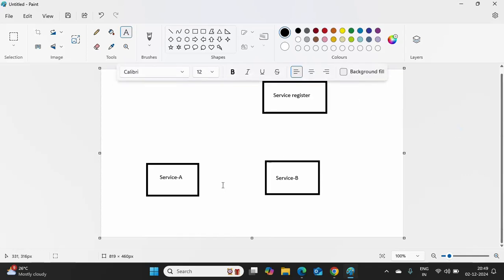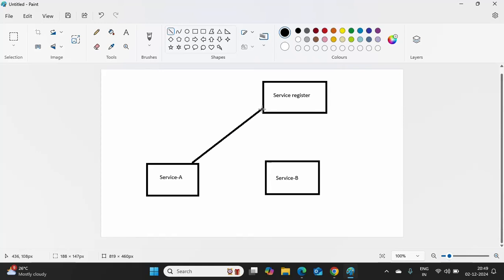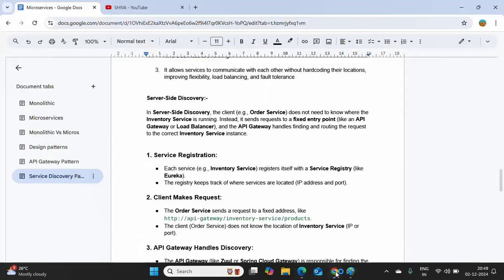So now if service A wants to interact with service B, usually in the client-side service discovery pattern, service A is going to interact with the service registry to get the information of service B, and it is going to call service B. Okay, but now we are discussing the server-side service discovery pattern. We have two types of discovery patterns. One is the client-side service discovery pattern that we discussed in the previous video. In this video, we are going to discuss the server-side discovery pattern.